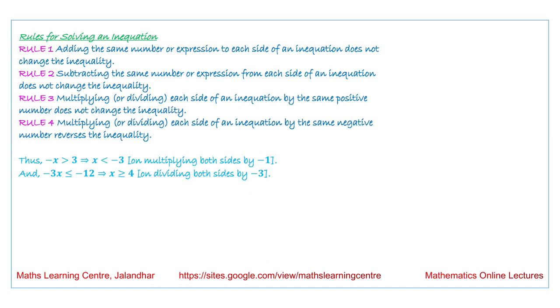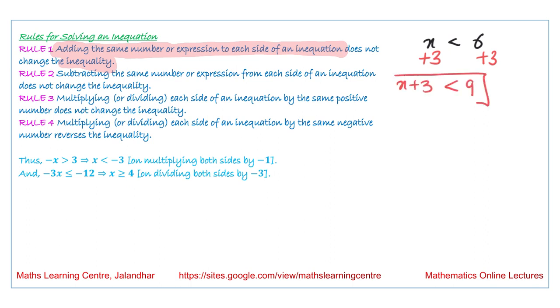Next are the rules for solving an inequation. These are some particular rules that we can follow. First, adding the same number or expression to each side of an inequation does not change the inequality. Suppose we have the inequality x < 6 and we add 3 on this side and 3 on this side. Our inequation becomes x + 3 < 9. So the inequality is not changed; the less than sign remains a less than sign.